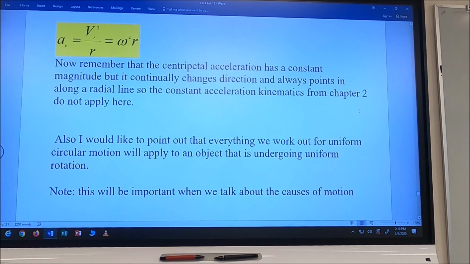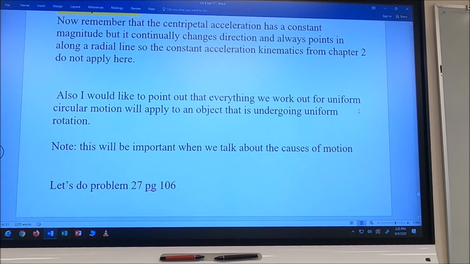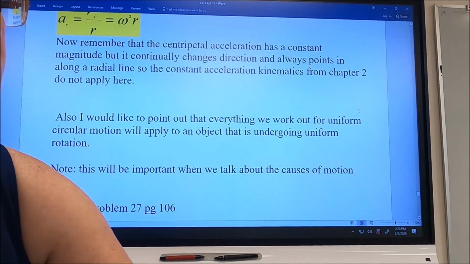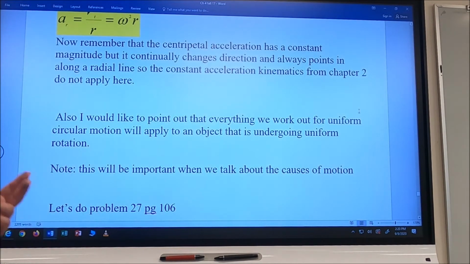So, everything we worked out, we are dealing essentially with constant acceleration just like we did in chapter 2. And all of the equations that we had for uniform acceleration for one-dimensional motion, we can use here.